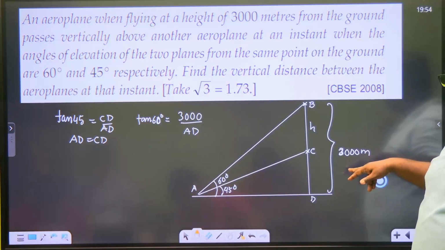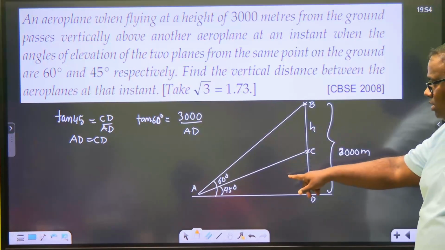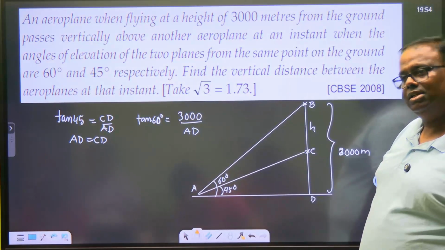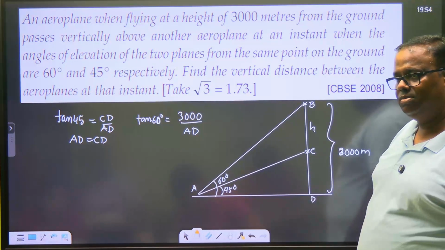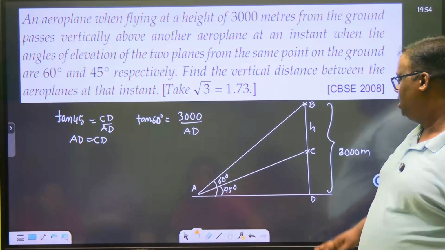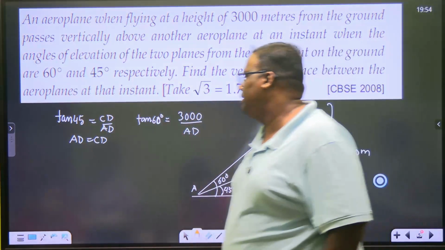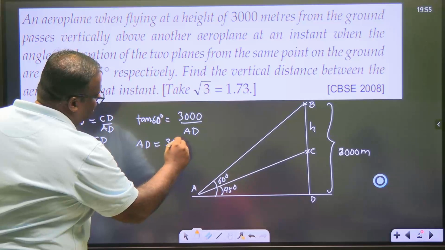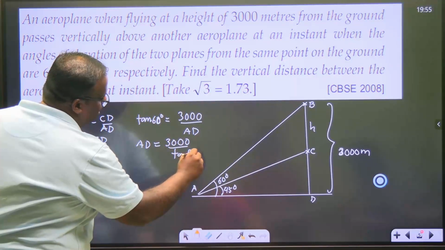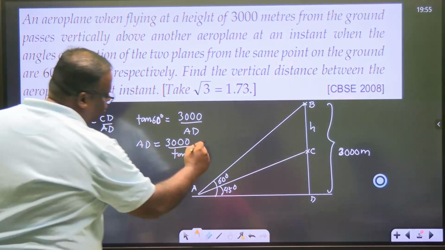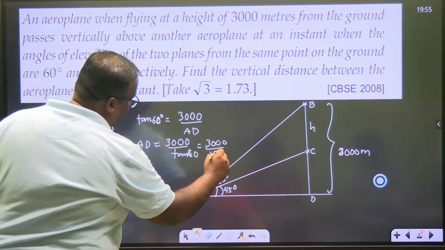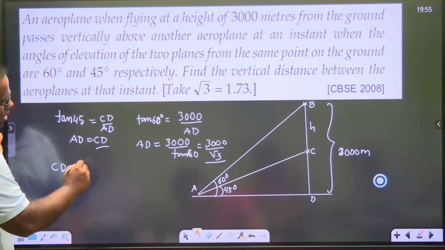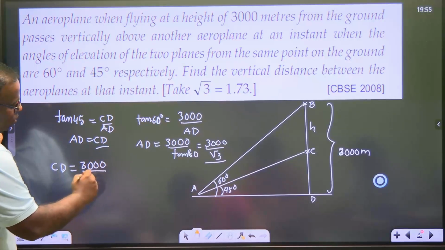Explain what? Workout. This workout you want. Have you understood tan of 45? Tan 45 is what? CD divided by AD. Agreed? But CD and AD are same because it is 1. Tan 45 is 1. And if you take tan 60, then from here you can write AD is equal to how much? 3000 by tan 60. Tan 60 is root 3. So this is 3000 divided by root 3. This is also AD. That means we can write CD's value as 3000 by root 3.